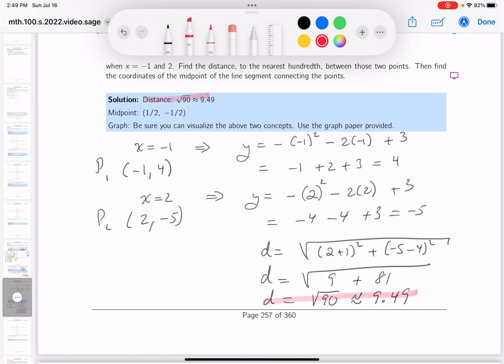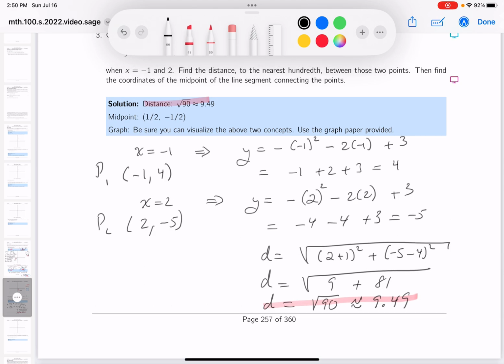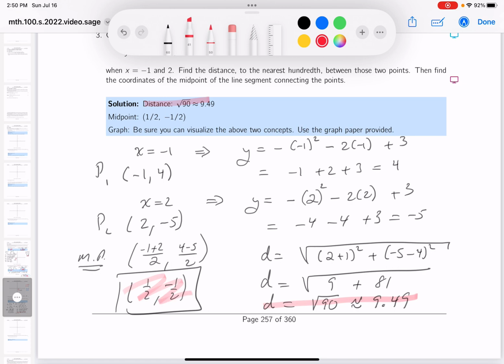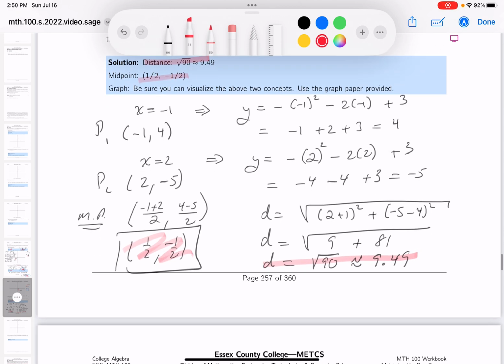Let's also do the midpoint. How do you do the midpoint? It's an average between those 2 points. Let's put this down. Minus 1 plus 2 over 2. That's the average of the x's. And then 4 plus minus 5, so minus 5 over 2. What do you get there? 1/2, and then you get minus 1/2. Let's look at the key and see if we got that. We do.